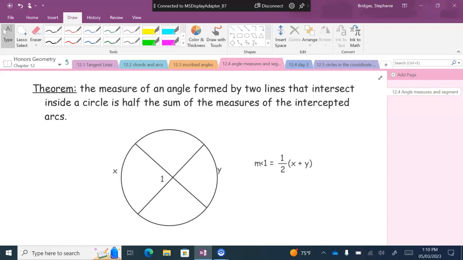Adam, have you drawn this picture, or are you on your phone because you just don't want to write it down? You have the whole picture?